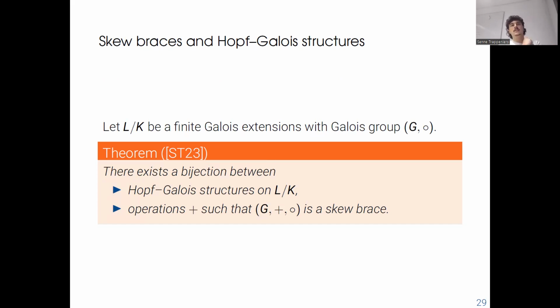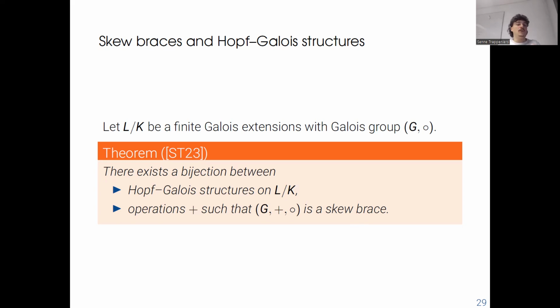So what I proved together with Lorenzo Stefanello, building up on results by Byott, Childs, and some other big names in Hopf-Galois theory, we found that there exists a bijection between Hopf-Galois structures on L over K and operations plus, such that if we put this plus operation on our Galois group, which we will now denote by circle, this makes it into a skew brace.